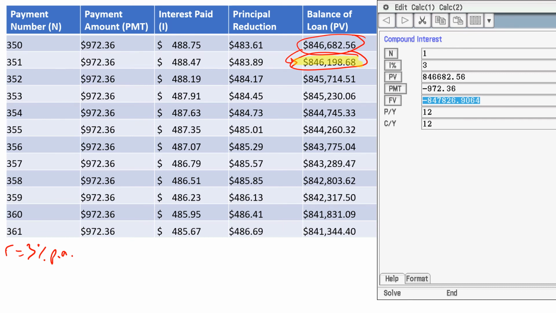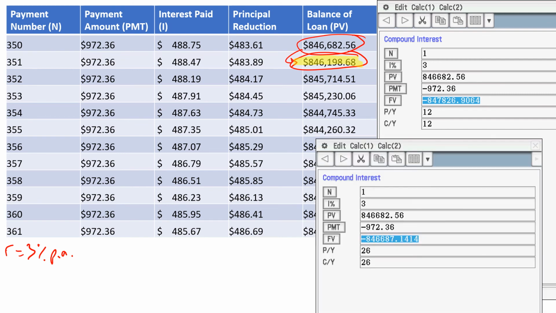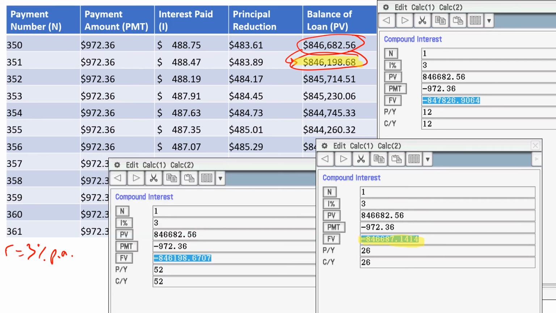So we tried out 12 and 12, and we didn't quite get there. So let's try it again. And all we're doing is just changing the PY and the CY. We got 26, 26. And again, this number here isn't quite the target. I change it to 52, 52 and 52 here, and this number is pretty much the same as that one. It's off by 1 cent, but you know, roundings and all those kind of things happening. So in this case, I know that my frequency of payments is actually weekly, because that one worked out.